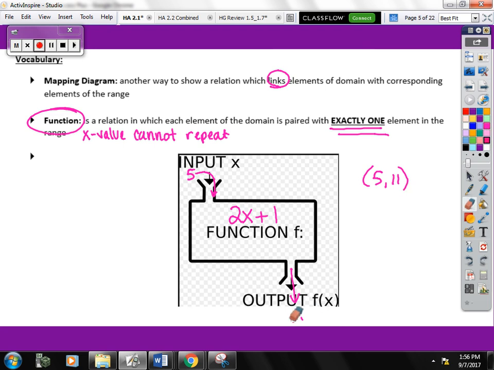Now, to give you an example of something that's not a function, the square root of x. If I plug 4 in, what is the square root of 4? Technically. Josh? Plus or minus. Good. Positive and negative 2. This would not be a function. When you put one number in, you're getting 2 different numbers out. So that would be an example of something that's not a function.